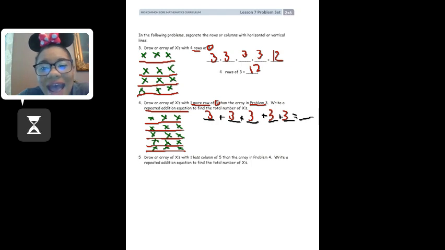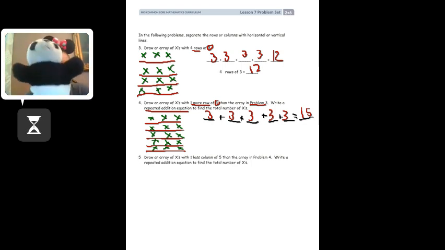So now when we added one more row to the question that we had in number 3, now we have 15 total x's instead of 12. Good job. All right, now it's time for us to do our last question of the day, and then we'll wrap up our lesson, okay?